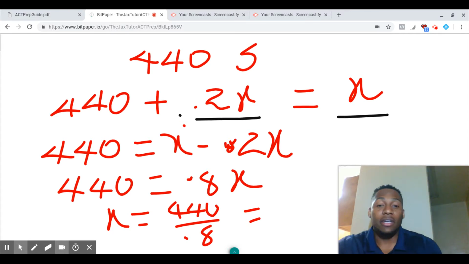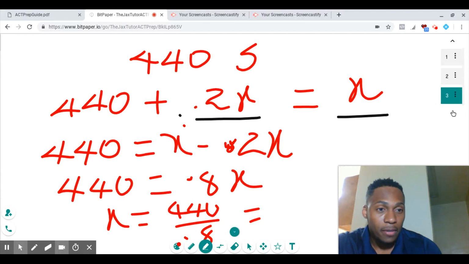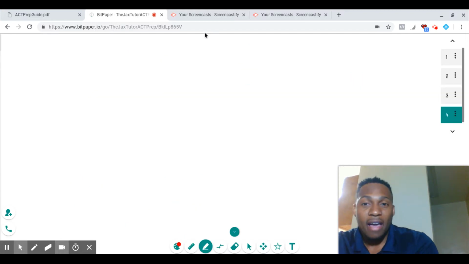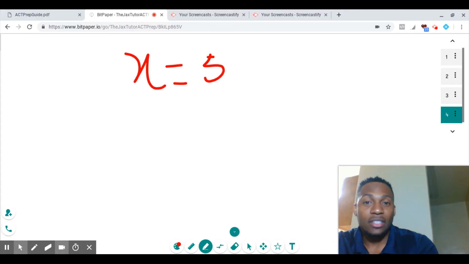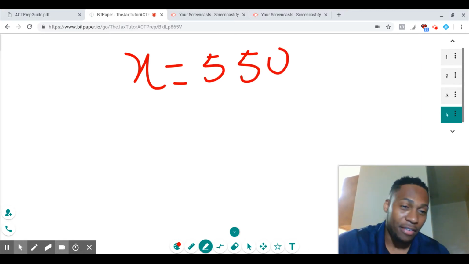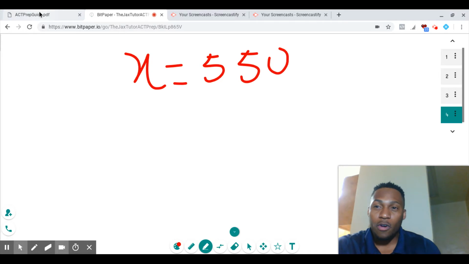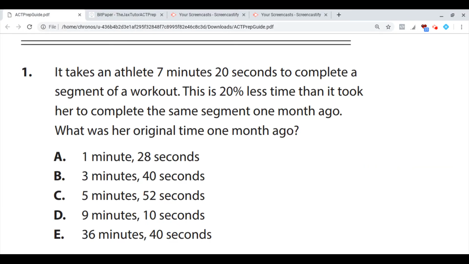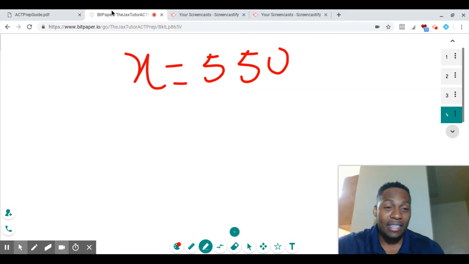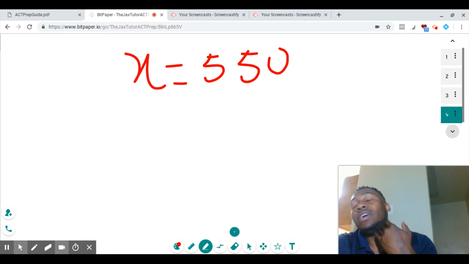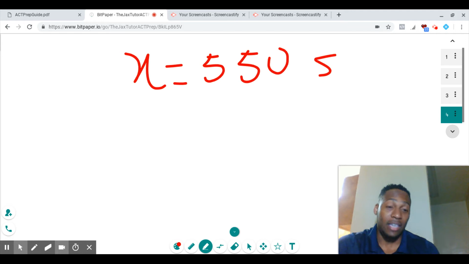So now what are we going to do with that 550? Let's bring back another paper. So we have X equal to 550. When we look at the answer choices, they are in terms of minutes and seconds. So how do we find the answer choices here? We have 550 seconds. Remember, we're working with seconds only. So how do you convert 550 seconds into minutes and seconds?